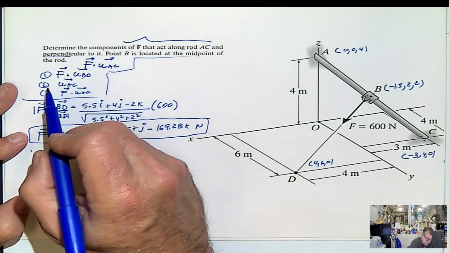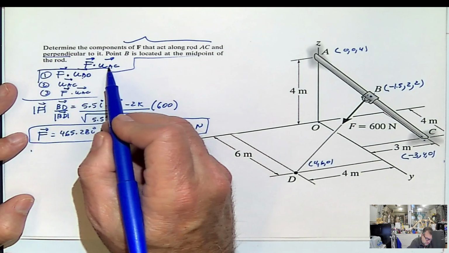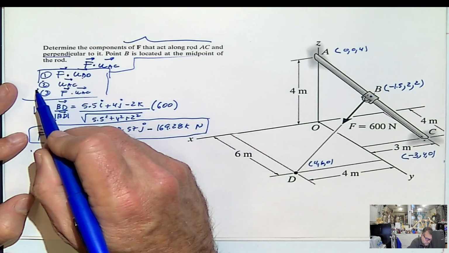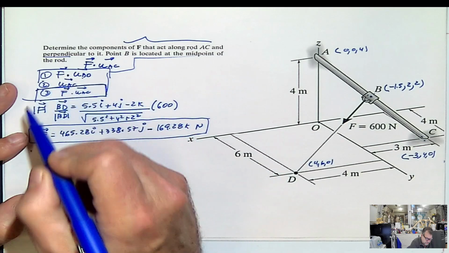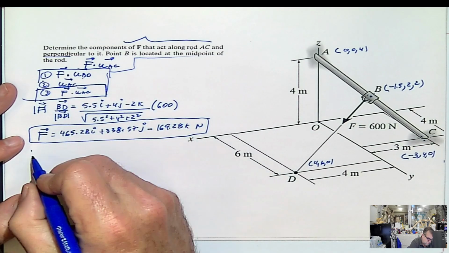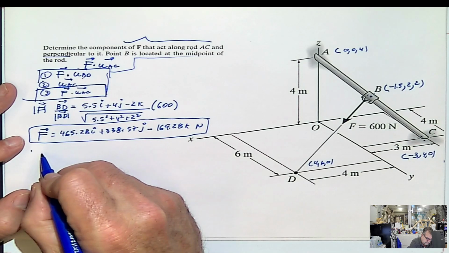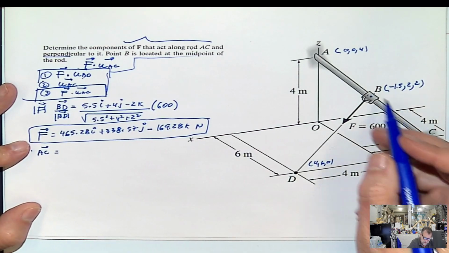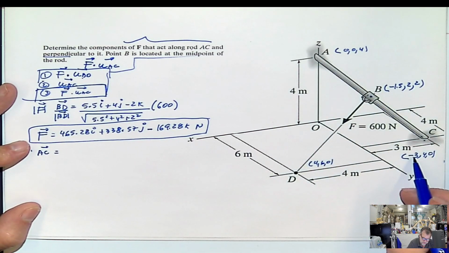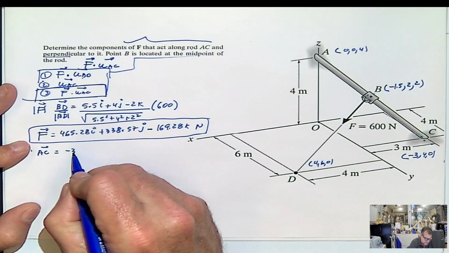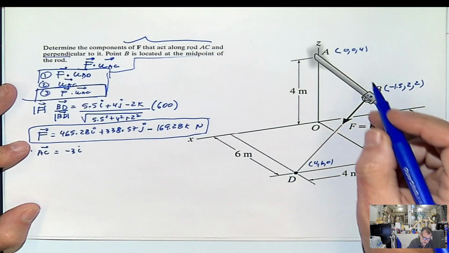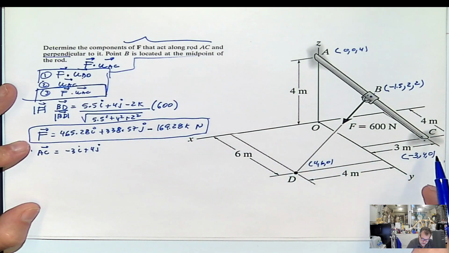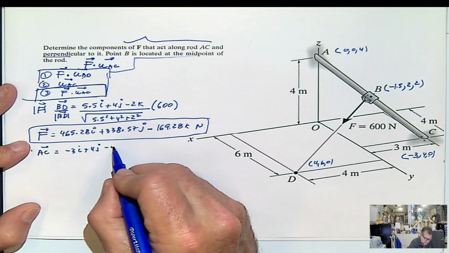Now I'm going to try to put all of these in one thing. Oh no, let's do it by parts. So if I get AC, that will be what? Coordinates of C minus coordinates of A. Negative 3 minus 0, negative 3i. 4 minus 0, 4j. 0 minus 4, minus 4k.